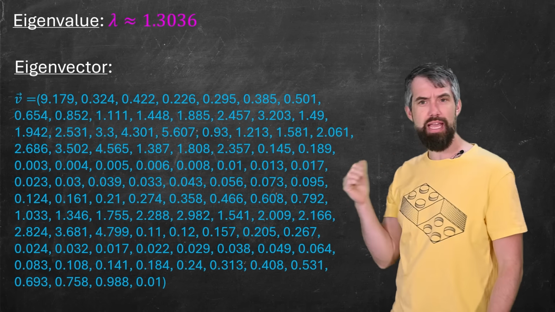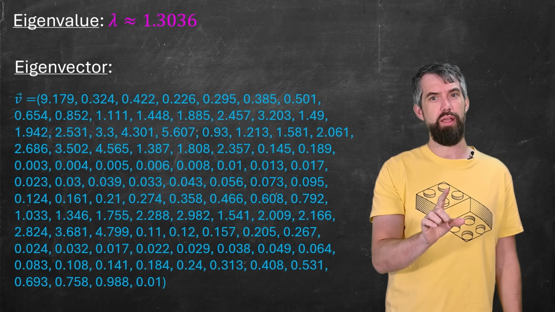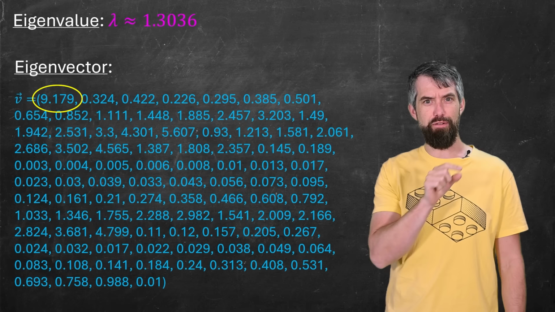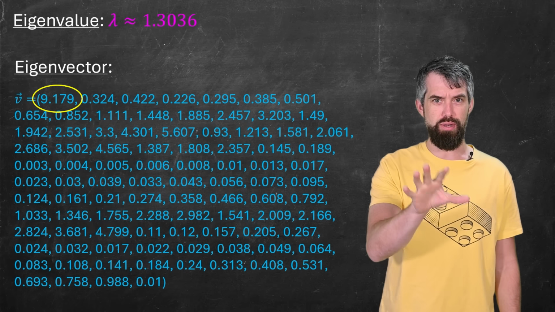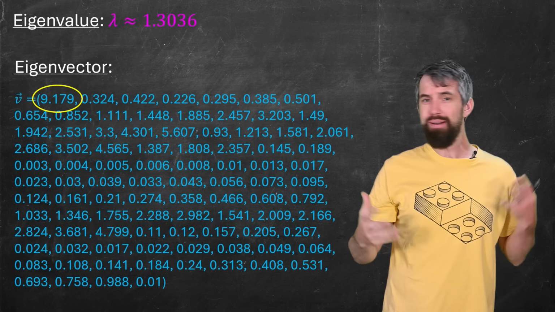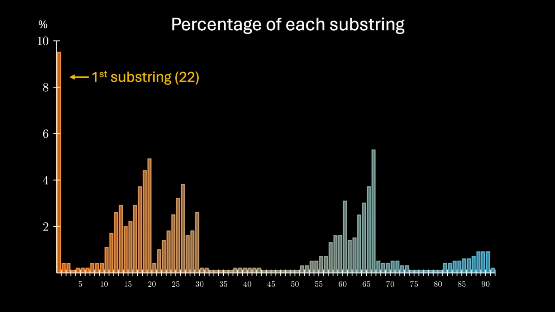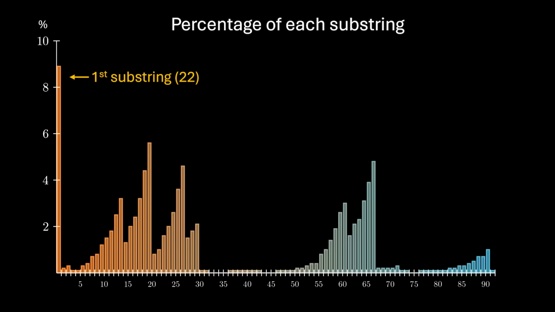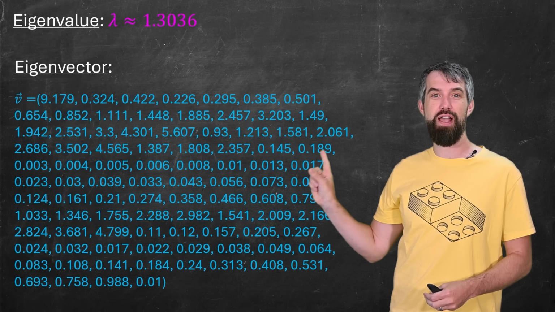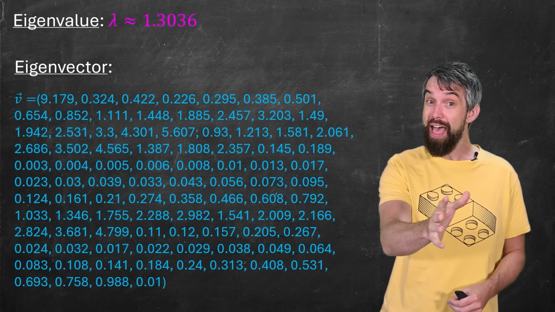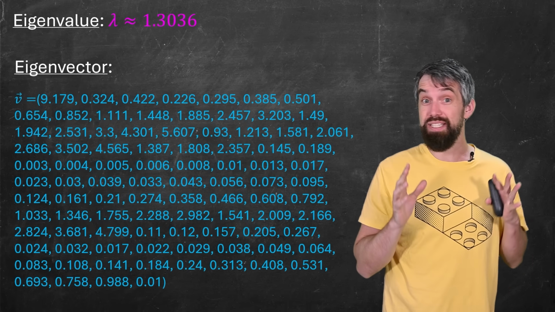And okay, that looks probably pretty messy, but hold on. Those numbers, do you see how in the first component it's about 9? Remember our distribution chart where the first component was about 9%? This distribution chart that you see here, the heights of that distribution chart are just this particular eigenvector's values. That's really interesting. So why is that true?